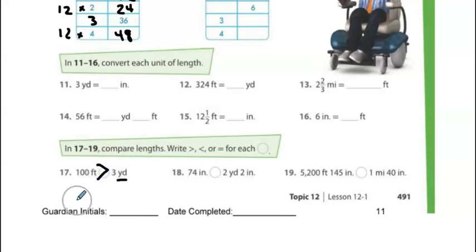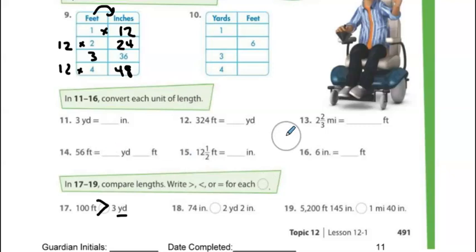So we want to show that 100 feet is bigger. So again, you want to start with the bigger unit. So in this instance, yards is a bigger unit. So we want to turn yards into inches. On this one, we want to turn these miles into feet. So you're going to be kind of comparing those different units on 17 through 19.